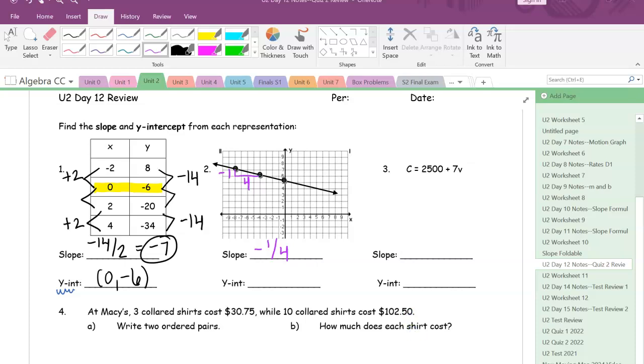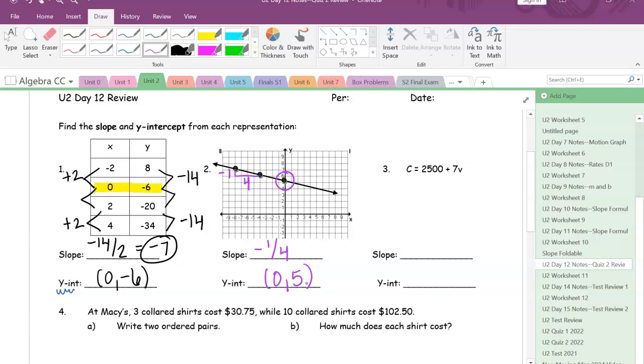Okay, and then we're going to do the same thing for the y-intercept. The y-intercept is where x is 0. Okay, that's what we talked about here. And again, that's on the y-axis. So right here, we're going to say it's (0, 5). It's kind of in the middle, but let's go with (0, 5).